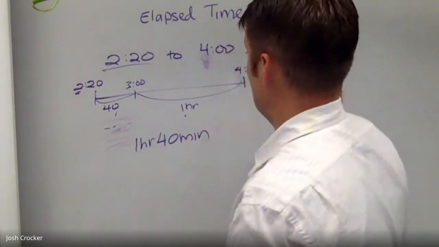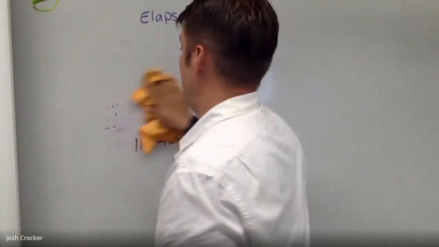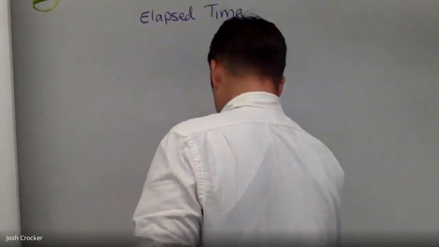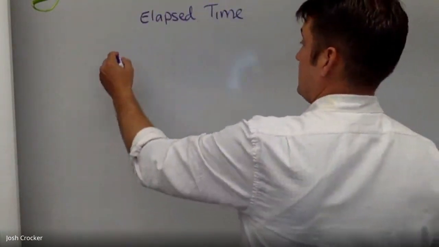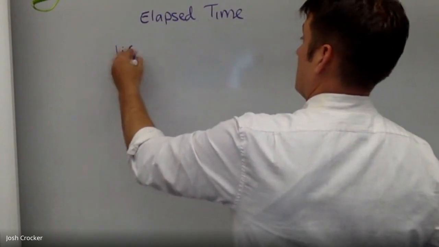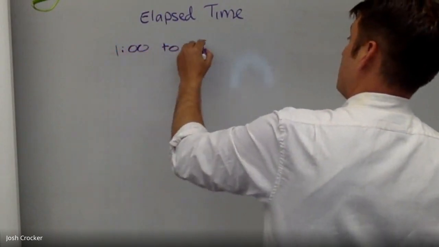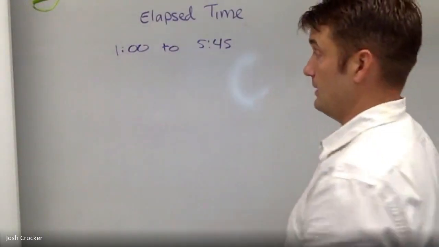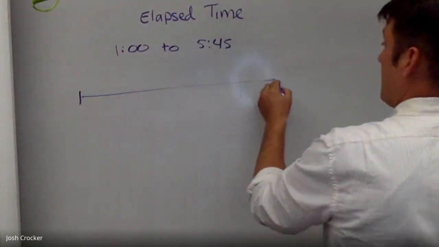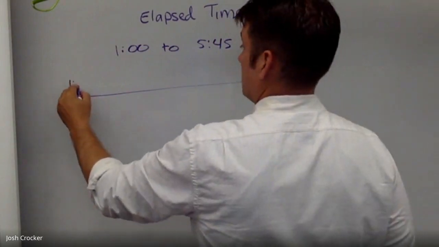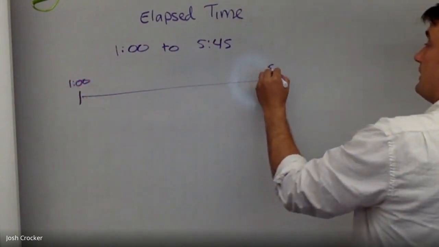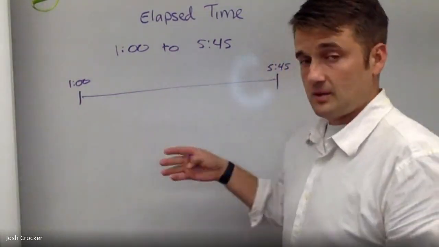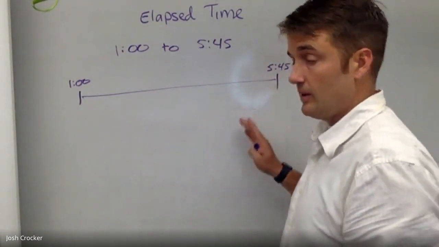Sometimes you will have an uneven finish time. So that might look like this. Let's just say that it's 1 o'clock to 5:45. Okay? It's actually a little bit easier. So 1 o'clock, 5:45. Okay, I'm starting on an even hour, so I'm just going to go hours until I can't go anymore.